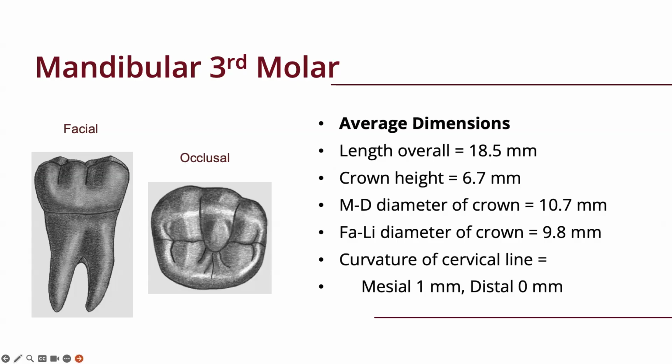The average dimensions of the mandibular third molar include its overall length being 18.5 millimeters. It has a crown height of 6.7 millimeters, a mesial distal diameter of the crown of 10.7 millimeters, a facial lingual diameter of the crown being 9.8 millimeters, and a curvature of the cervical line being 1 millimeter on the mesial and essentially 0 on the distal.